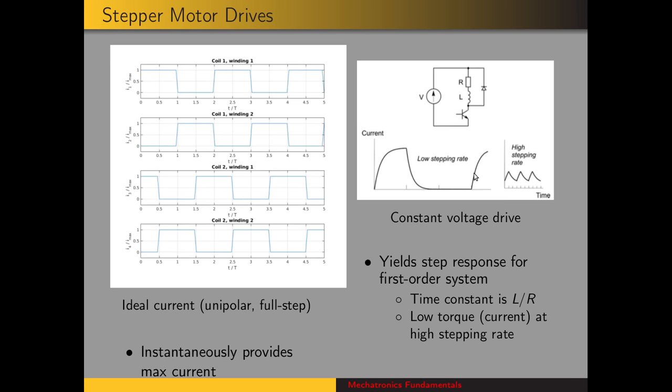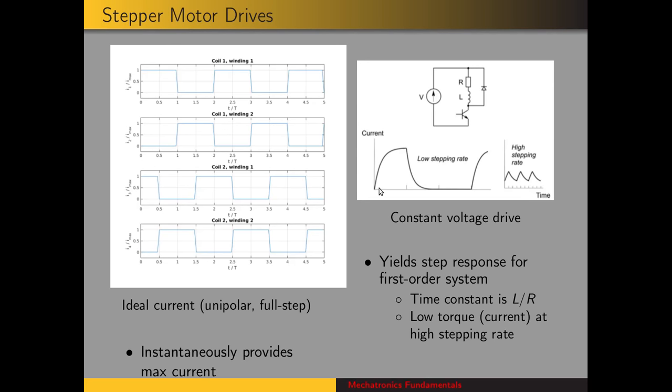Now, in reality, we're not going to get this ideal behavior. So there are 3 different types of drive that we'll look at: the constant voltage drive, the current force drive, and the constant current or chopper drive. So here's the constant voltage drive, where the voltage from our power supply gives us the maximum current allowable for the stepper motor that's going through the resistance and inductance of each of the windings.